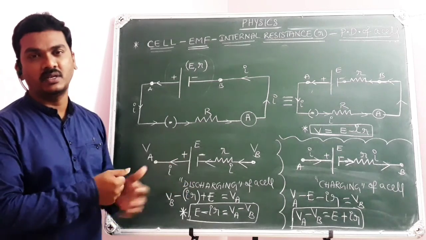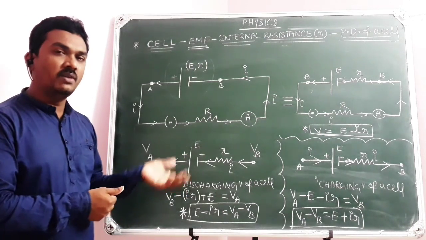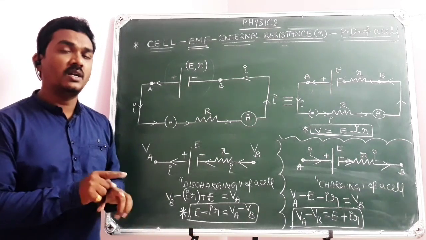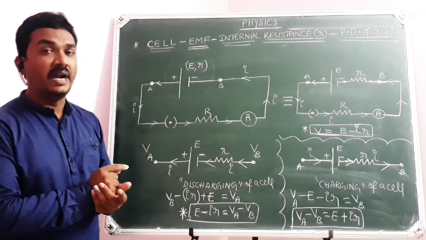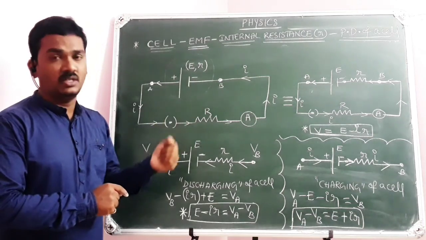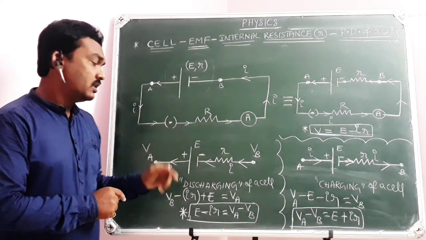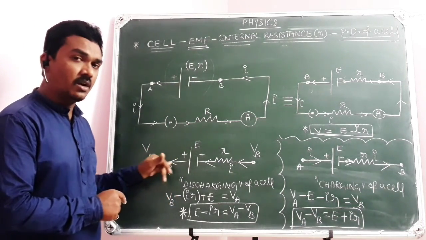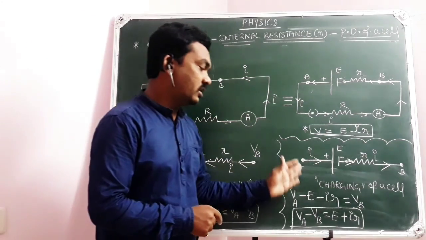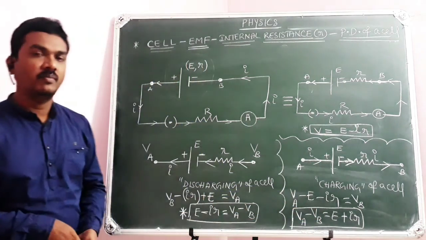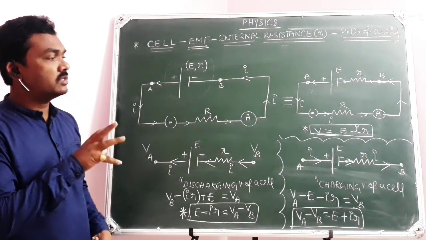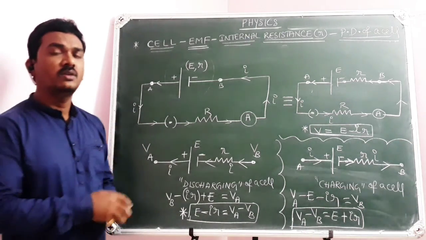This is a very, very interesting point. Of course, the EMF of a cell will be equal to potential difference across the terminals of the cell when no internal resistance is offered by this ideal cell. But when the cell is offering some internal resistance, then in that case, if the cell is discharging, current drawn from the cell, V equal to E minus IR. If it is charging, V equal to E plus IR. So this is all about a cell's EMF, internal resistance and potential difference of a cell.